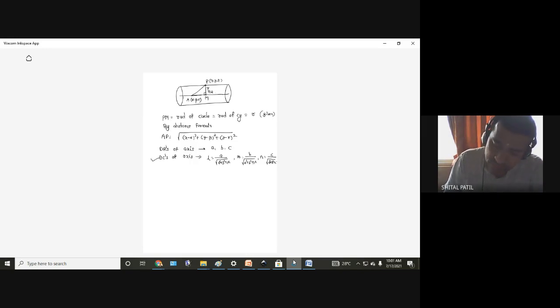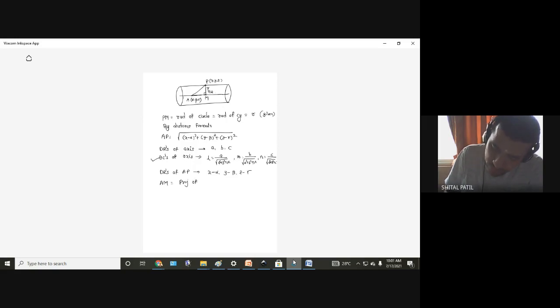Okay. So direction cosines of axis are known to us. Can you find direction ratios of AP? DRs of AP find कर सकते हैं. We know the coordinates of A, है ना? Alpha, beta, gamma. We know the coordinates of point P. So x minus alpha, y minus beta, z minus gamma. Now what is AM? AM is the projection.